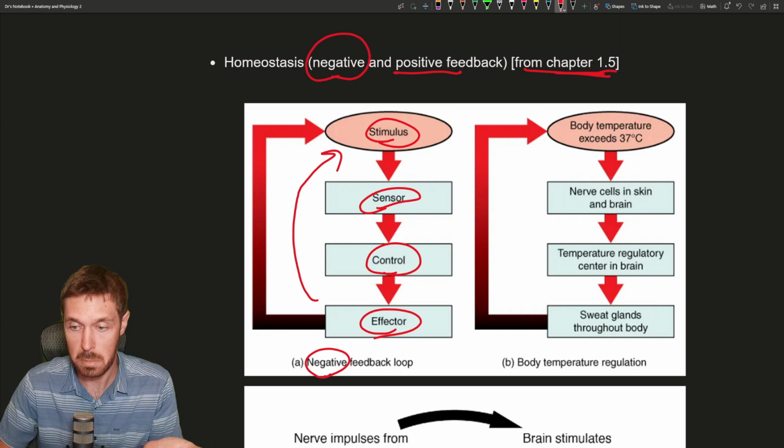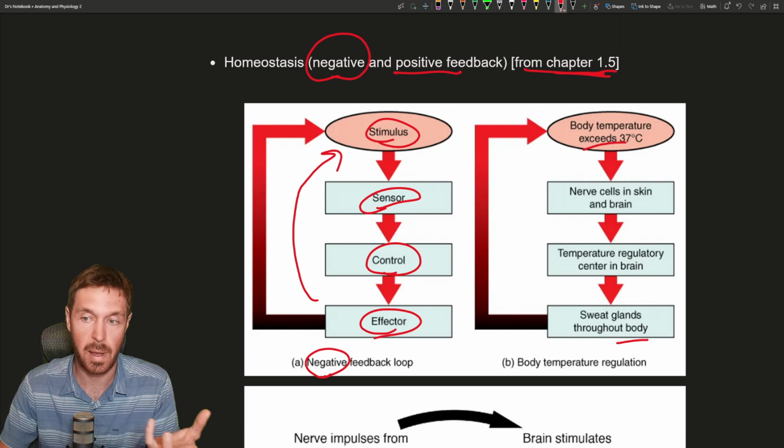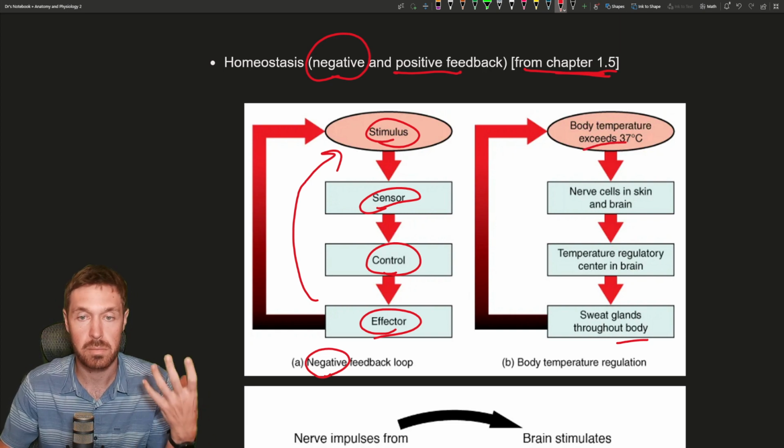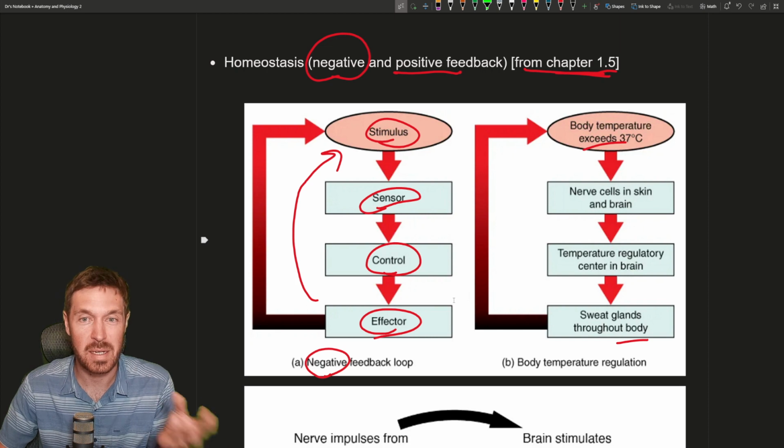So here is the example we just talked about. Sweat glands are activated, the body temperature drops back down, everything shuts back off. So it's all one negative feedback. Good examples in your body: your blood glucose levels increase, you release insulin from the pancreas, glucose levels drop back down, and that does a negative feedback and shuts off the release of insulin.